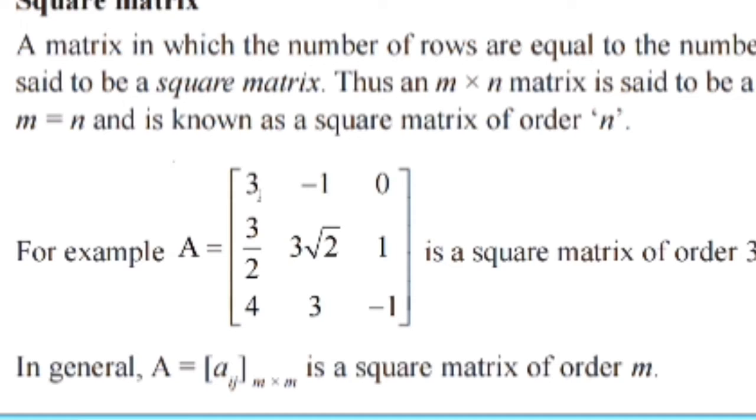Next is position of the element. This is A11, this is A12, A13, A21, A22, A23, A31, A32, this is A33. Now these elements A11, A22, A33 are called the diagonal elements. The leading diagonal is called the diagonal. The leading diagonal elements, A11, A22, A33. So these are called the diagonal elements.